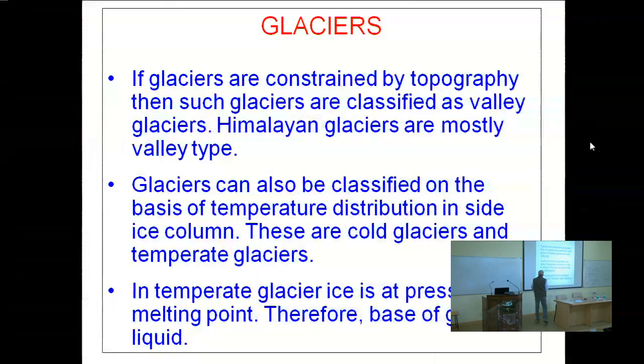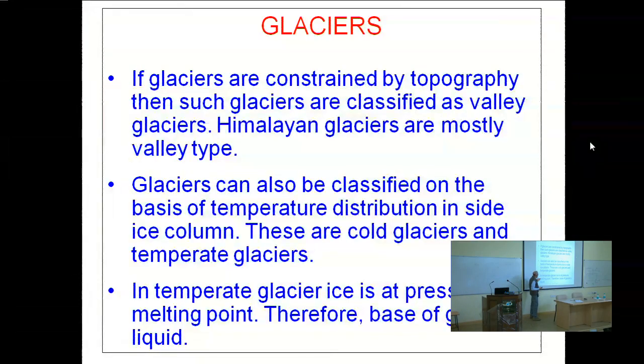So on the basis of whether they are cold glaciers or temperate glaciers: in many glaciers in Antarctica, there is absolutely no surface melting. A large part of Greenland also has absolutely no surface melting. Now it has started, but we are not going to that issue. If there is no surface melting, then the ice doesn't come to pressure melting point, and such glaciers are called cold glaciers. And if they come to pressure melting point, they are called temperate glaciers. And that defines the way glaciers are going to move.